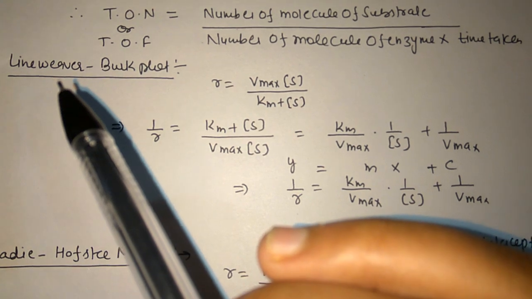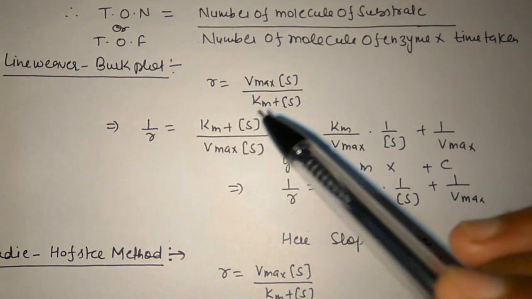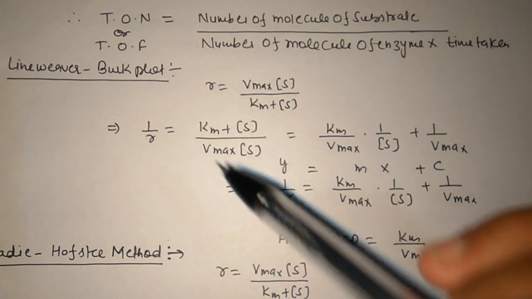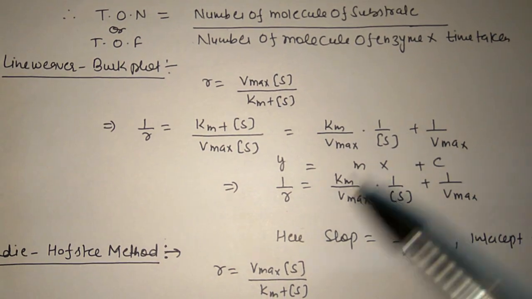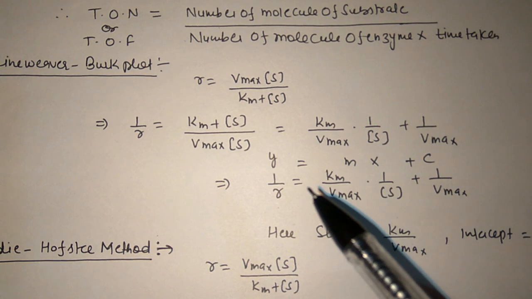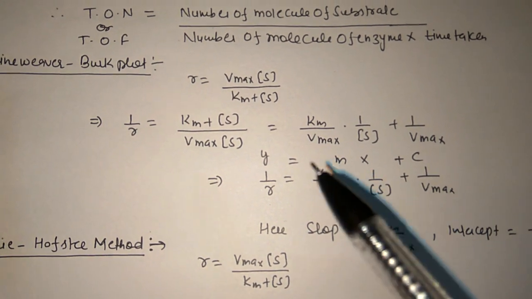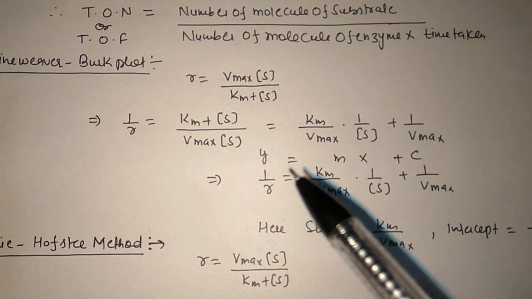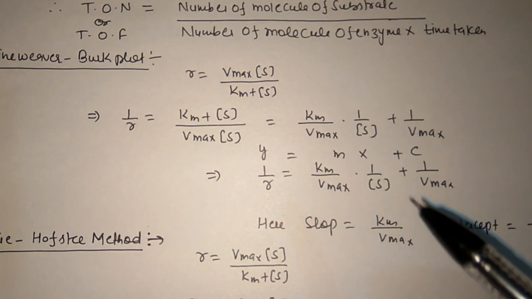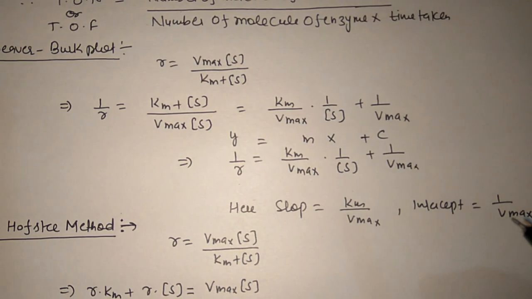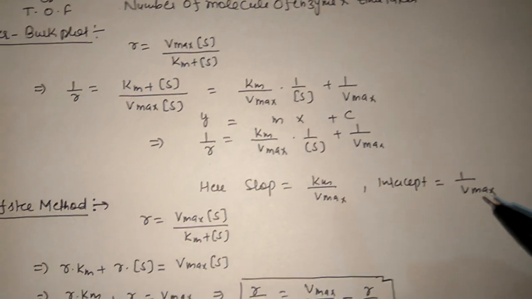Again, we can convert this equation into the Lineweaver-Burk method. Since we know that R equals Vmax into S over Km plus S, on rearranging this equation we get 1 by R equals Km by Vmax into 1 by S plus 1 by Vmax. Now if we compare with the equation y equals mx plus c, we get slope equals Km by Vmax, and intercept equals 1 by Vmax.